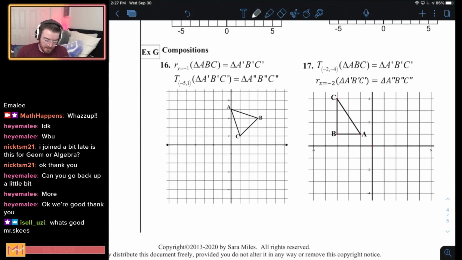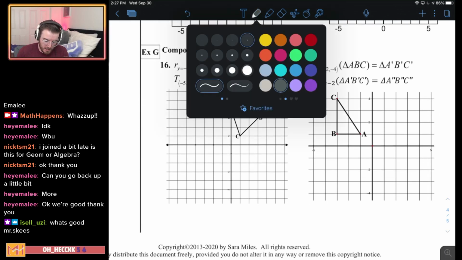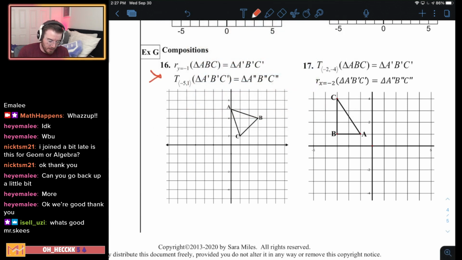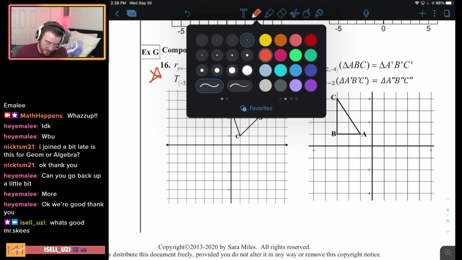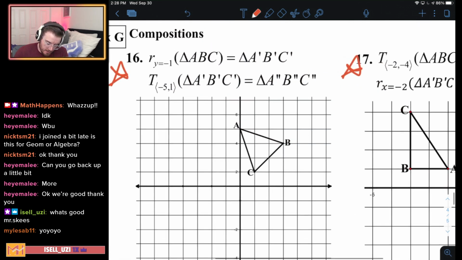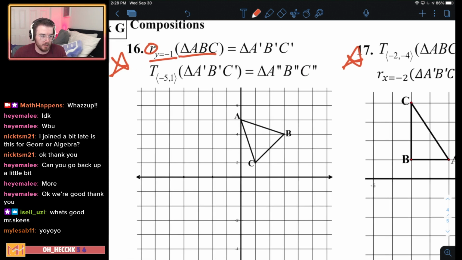I like these, and if you thought you were confident on all of them, these are the true test. If you understand these, you're golden. All right? So here we go. What is this telling us to do? It says to take our pre-image and reflect it across the line y equals -1.